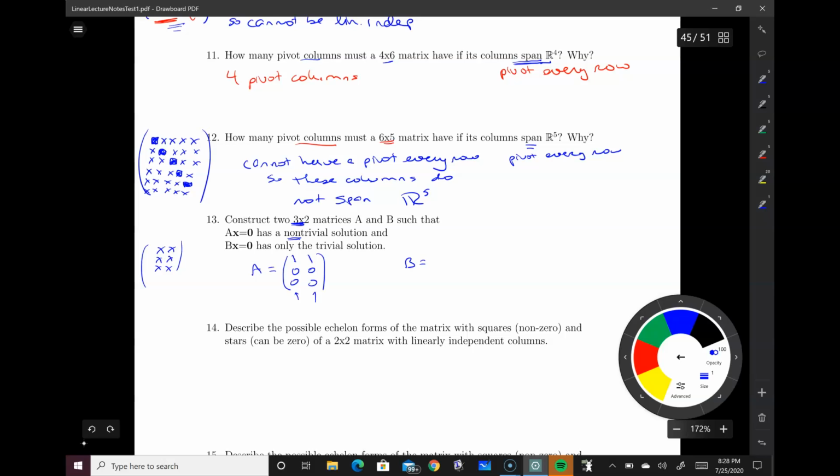These two columns are dependent because they're exactly the same. I could change it and say they're multiples of each other. So that's a dependent relationship, AX equals 0, because there's a non-trivial solution. Now B, where BX equals 0 has only the trivial solution. So I'm thinking a pivot in every column. So this would be an example.